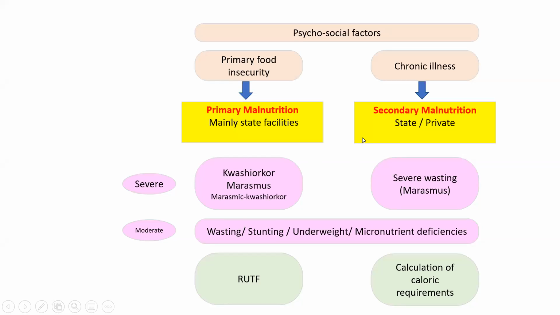Secondary malnutrition is present in children that are seen in both the state and private sectors, usually due to chronic illness. Usually manifests with marasmus if it's severe, but in all types of malnutrition, there's a spectrum of clinical presentation, and we could find children who are wasted, stunted, underweight, or have specific micronutrient deficiencies.